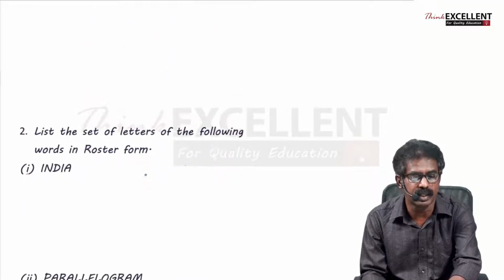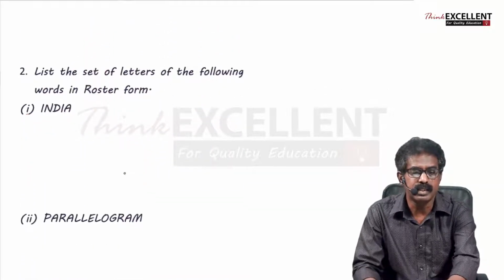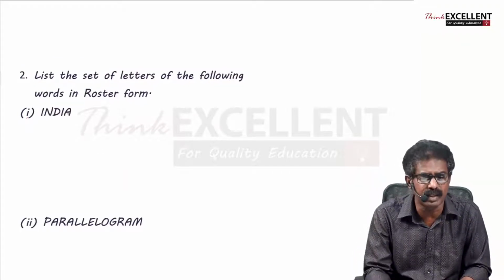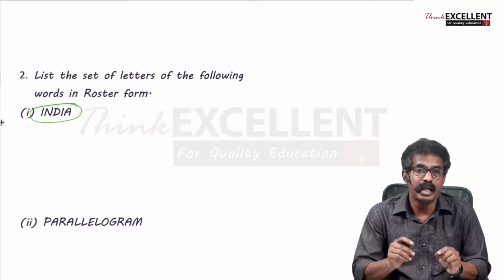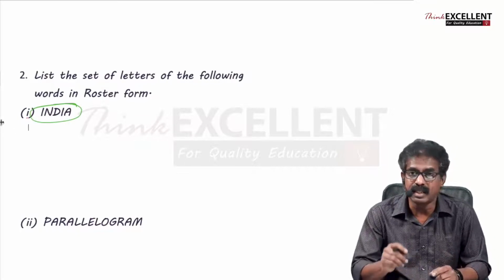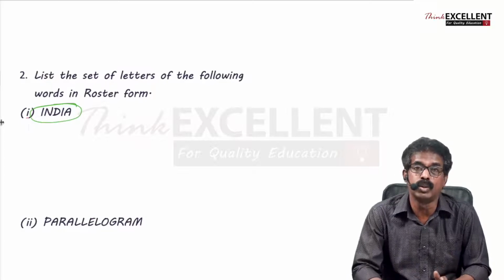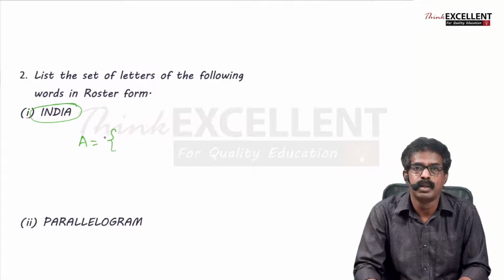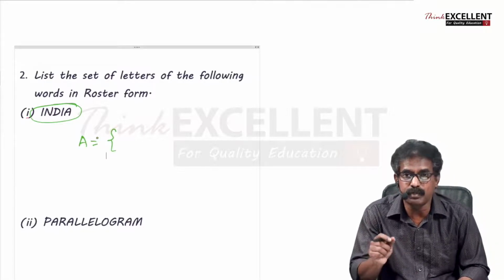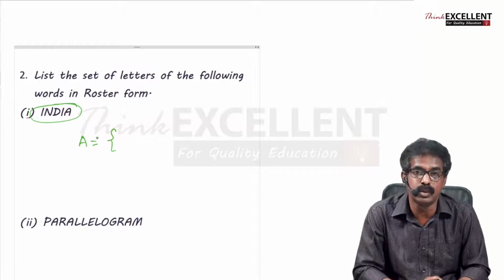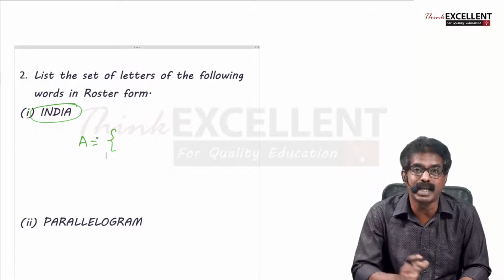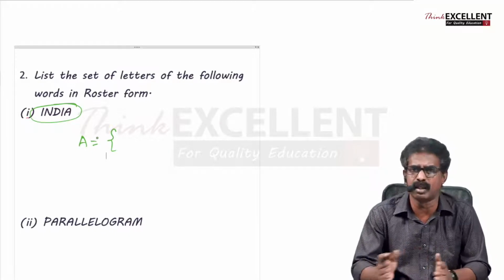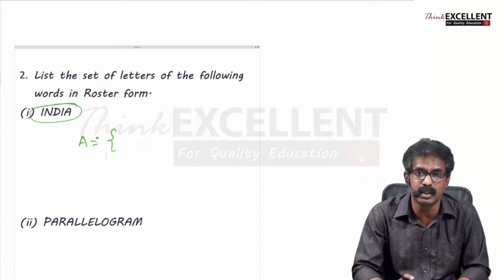Now let us go to the next one. List the set of letters in the following word in roster form. The word given is India. The letters I, N, D, I, A, you write in roster form as a set. So I'm taking A equal to. The letters you write separated by commas. One thing you have to be very careful about: don't repeat the elements. Order is no problem. You can write in alphabetical order or change the order, it doesn't matter. But don't repeat the elements.